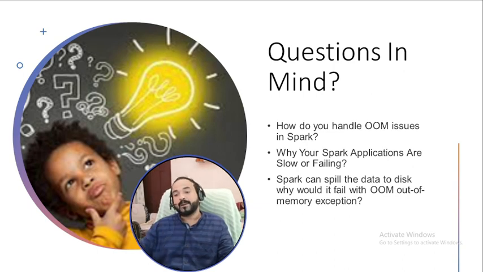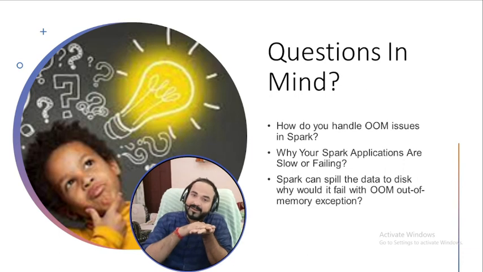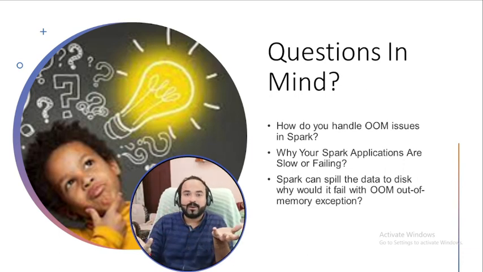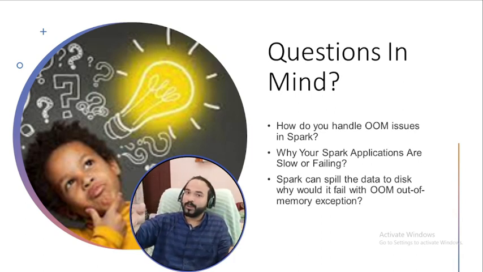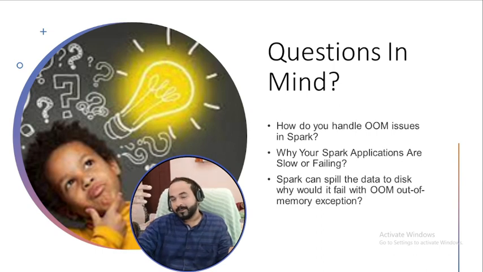Then Spark can spill the data to disk. You know that Spark is basically designed for memory and provides fast processing, but inside Spark you can spill your data to disk. So why are we still getting the error? You will get this answer at the end of the video: why Spark can spill data to disk, yet why it would still fail with an out of memory exception. I'll cover these things. If you know the answer, write it in the comment section. If I like your comment, I'll definitely chase you.